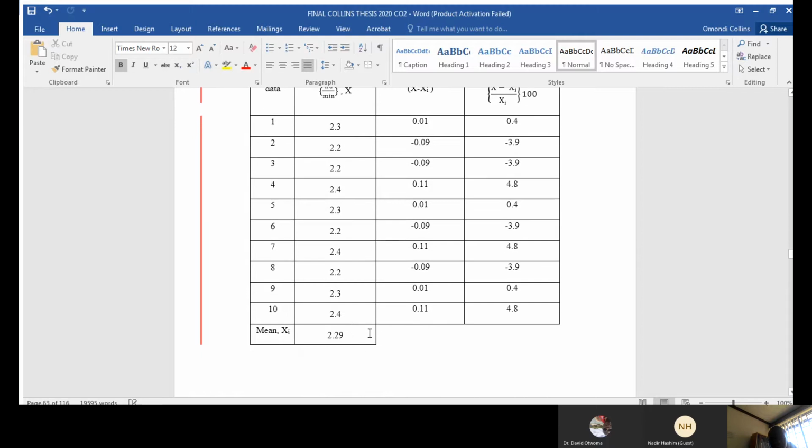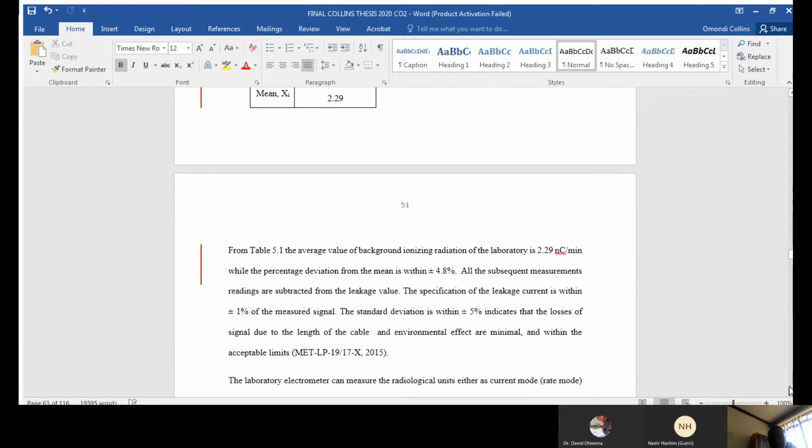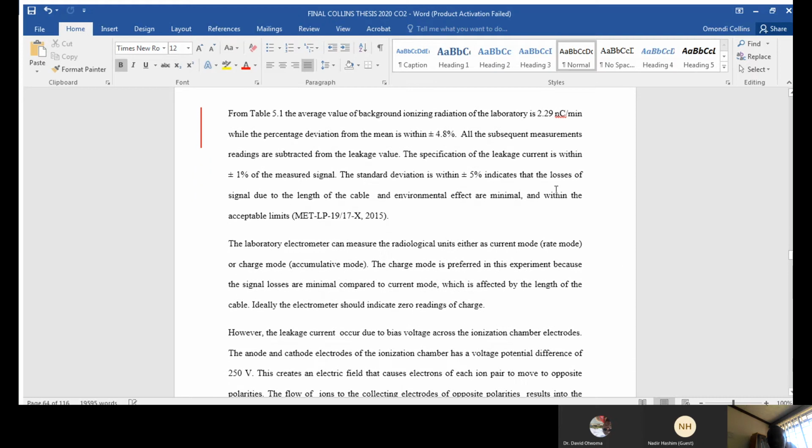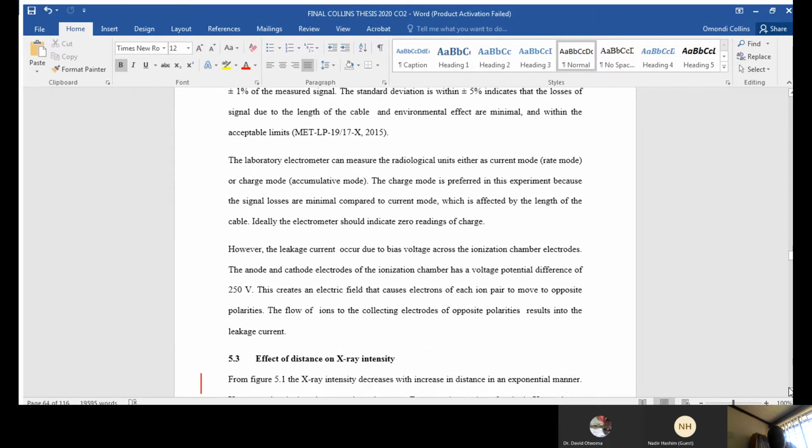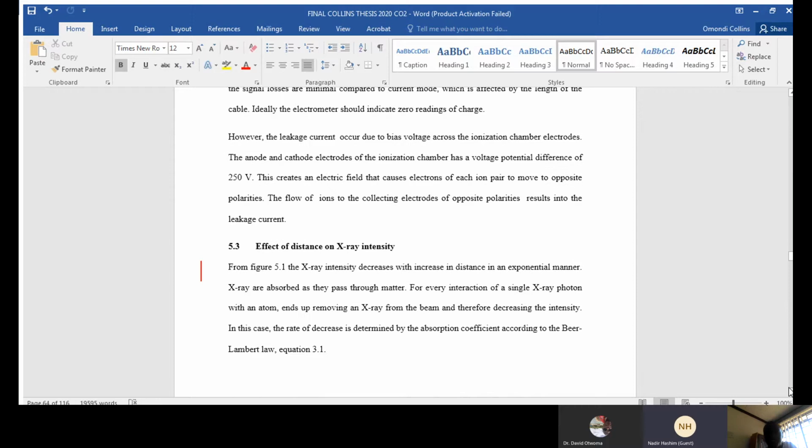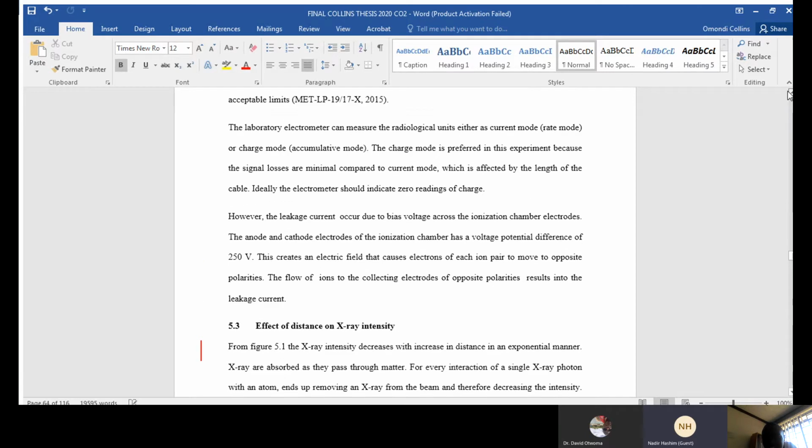So in this case it is 2.29. For the subsequent readings, whatever value I get, I take 2.29 into consideration and remove it from those values. So it was 2.29 nanocoulombs, which is extremely low. Yes, 2.29 nanocoulombs per minute.